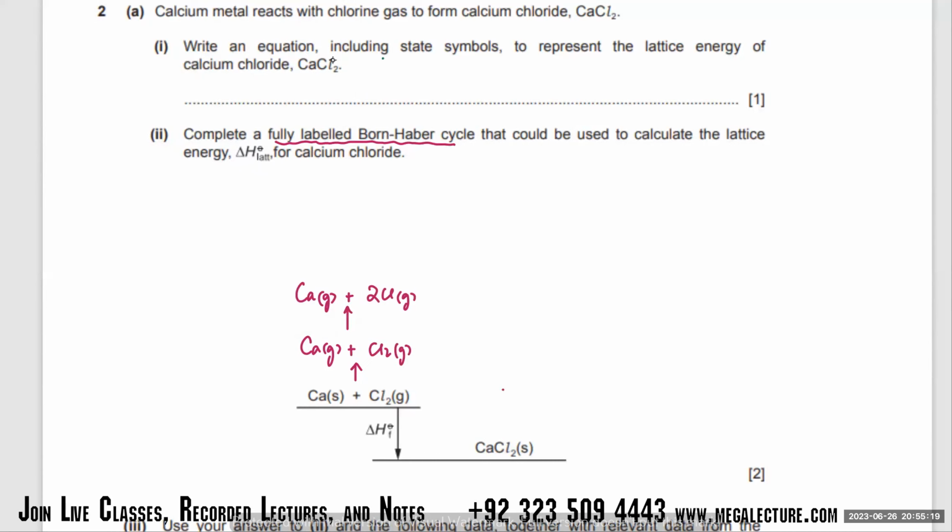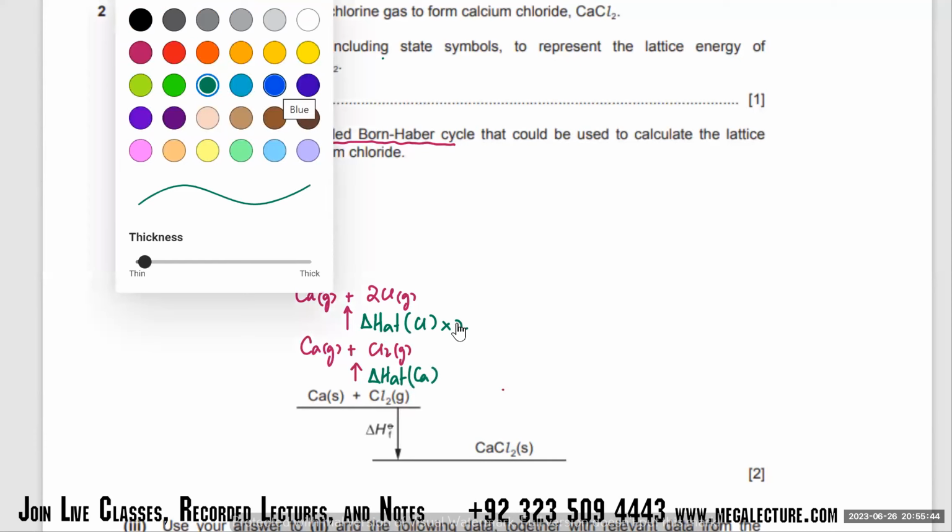So this is the enthalpy change of atomization of calcium. And that's the enthalpy of atomization of Cl times 2, because in atomization you just form one atom. Here I'm making 2 atoms, so times 2. After this, I'm going to ionize them. Again, I have to label every step.